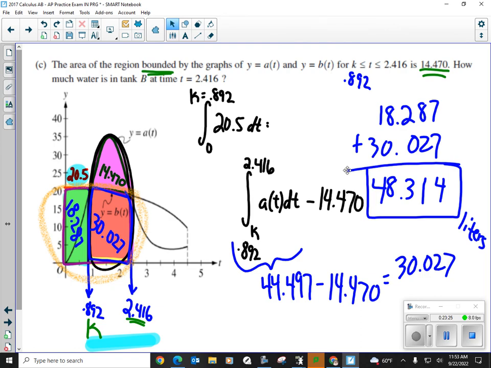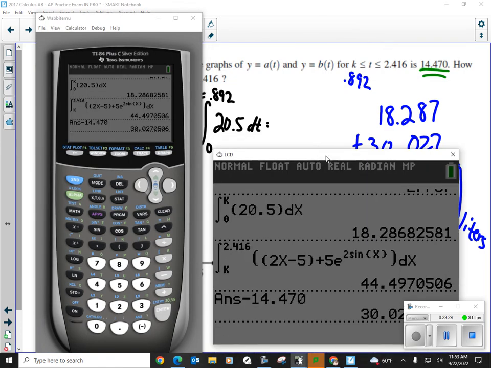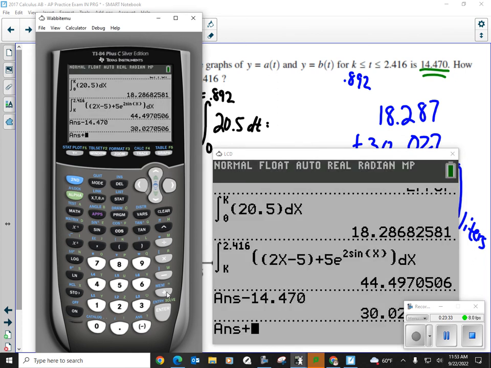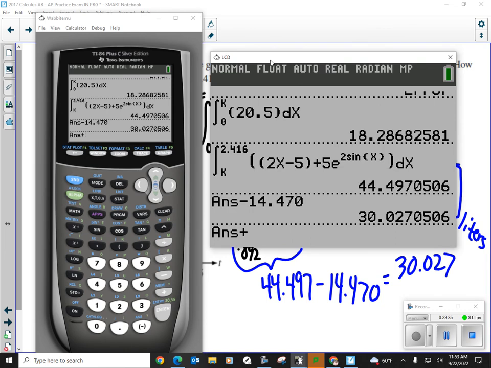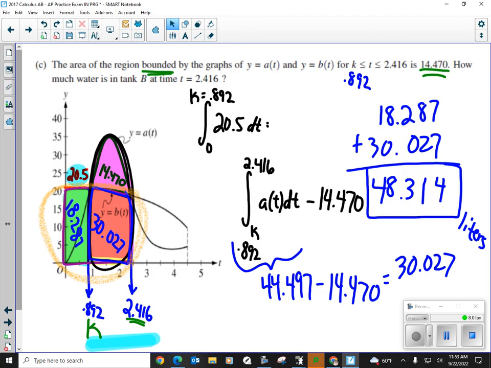All right, I'm going to take my answer, which was 30.027, and add that to 18.287. I mean, we've come this far. Wouldn't it be an absolute shame if we made a simple addition error, after we've come this far and done all this great math? 48.314. Woo! Liters.